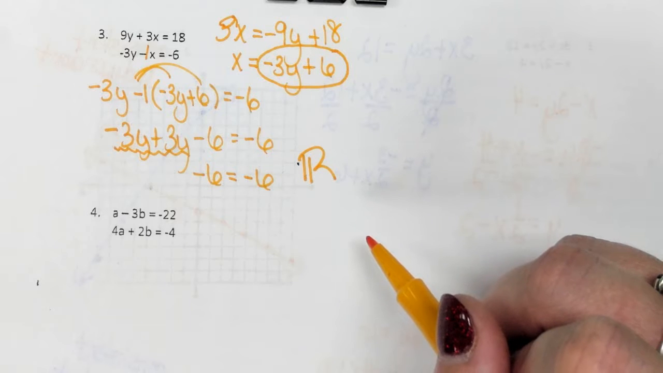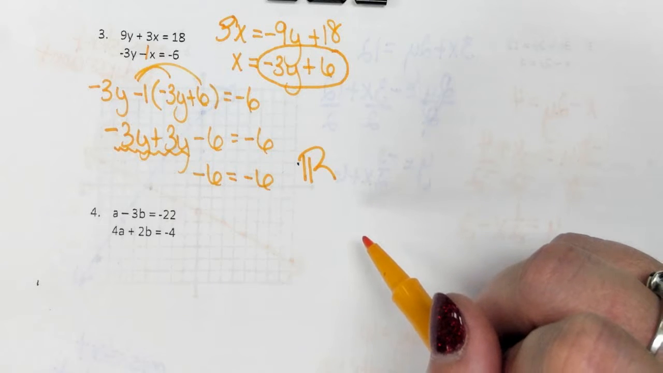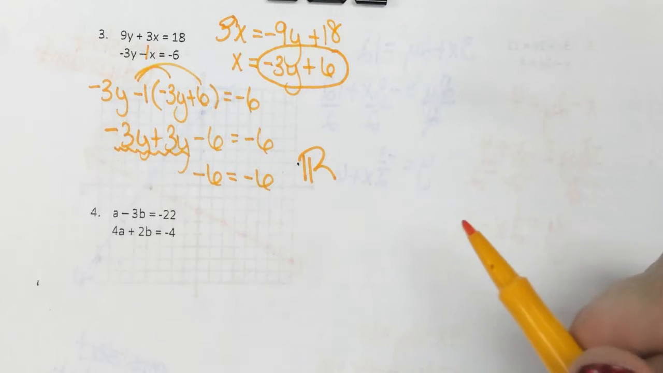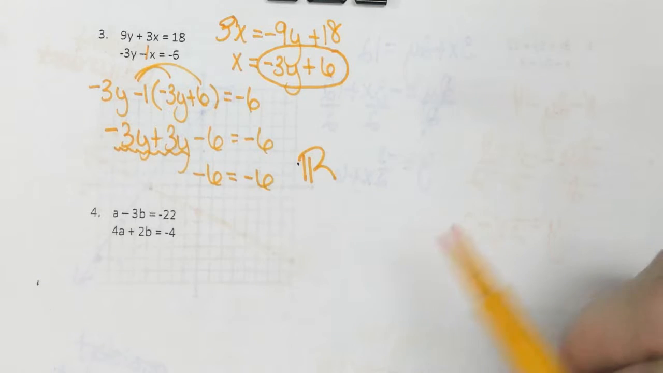Very good. So on our test, would you want us to put all real numbers or consistent? If it asked you just to solve, you would just put all real numbers. But if it asked you to describe what it looks like, then you would put consistent and dependent.